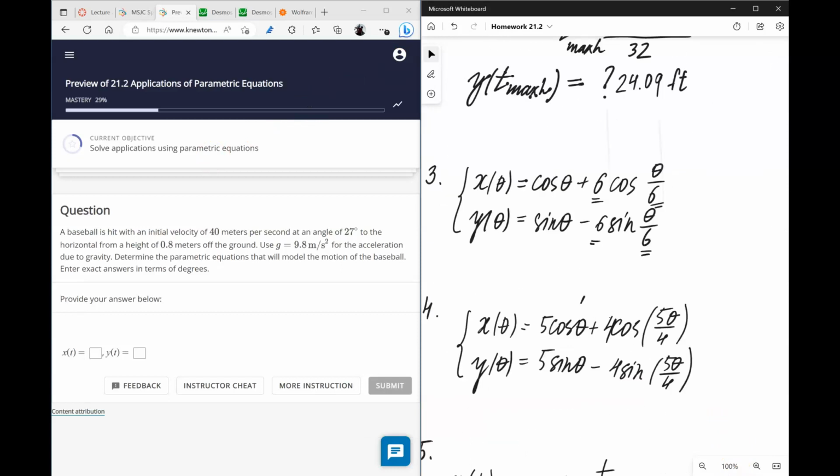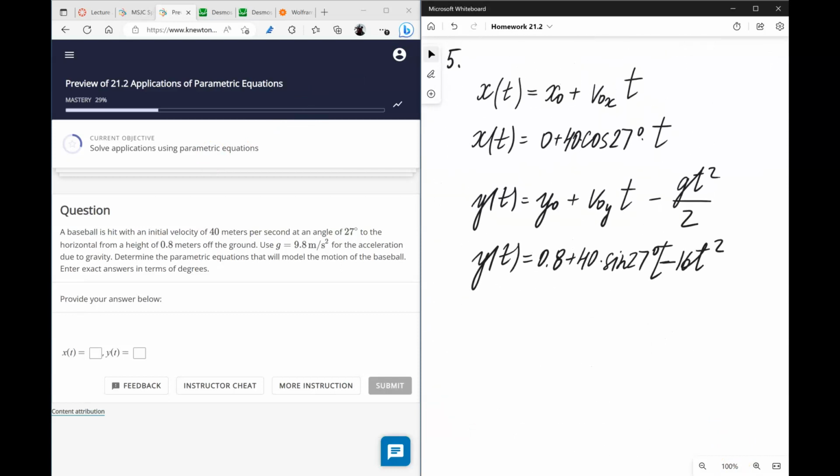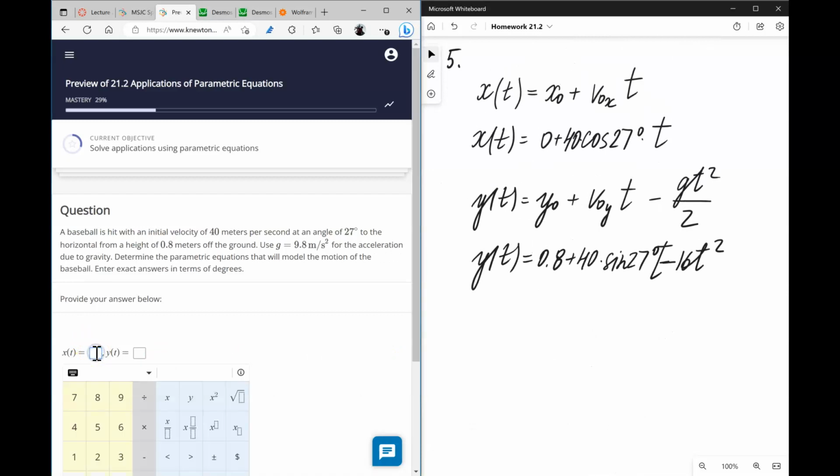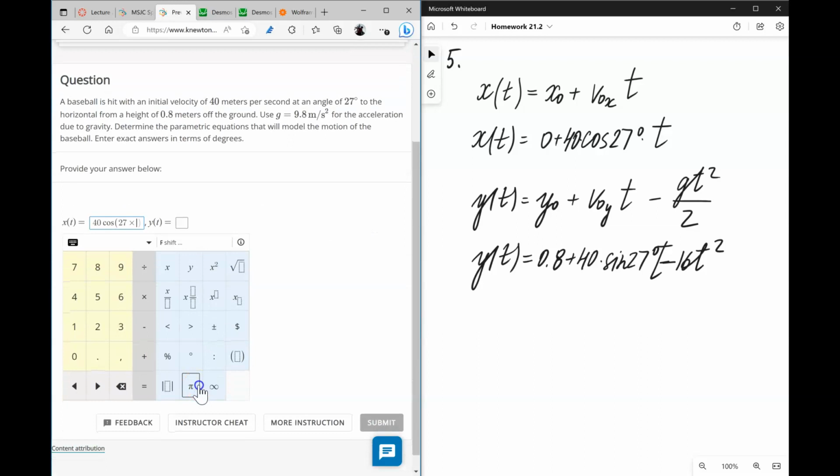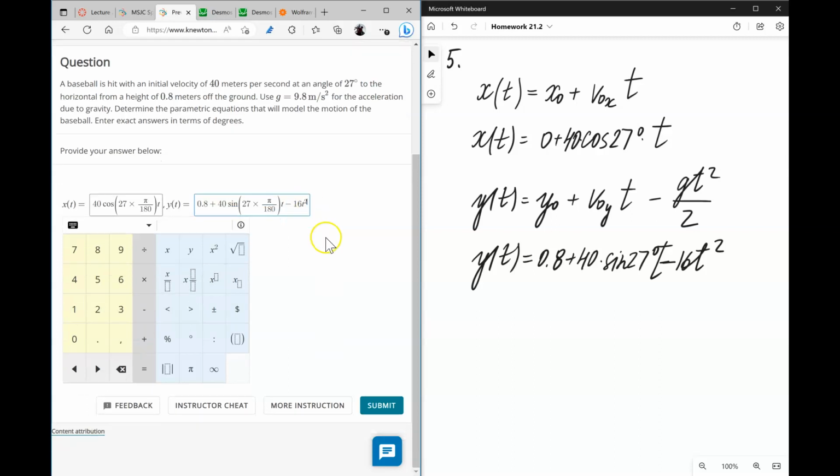I'm not sure how that happened. So let's type it up. 40 cosine of 27 times pi over 180 times t. And here we have 0.8 plus 40 times sine minus 16t squared.